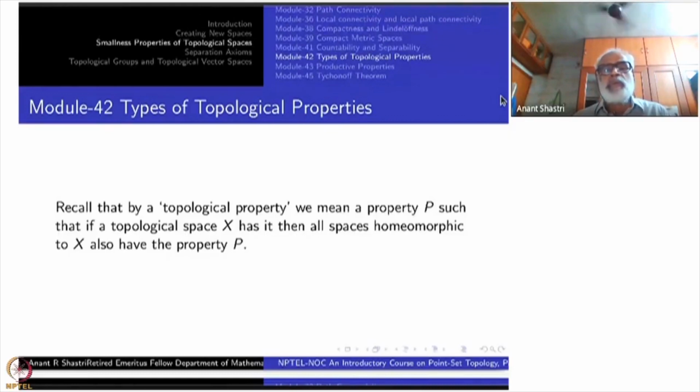Welcome to Module 42 of Point-Set-Topology Part-I. So today we will take up the study of properties of topological properties. Recall that we have defined a topological property by which, if something is true for one space, then it must be true for all spaces which are homeomorphic to it. Such a property is called a topological property or topological invariant.